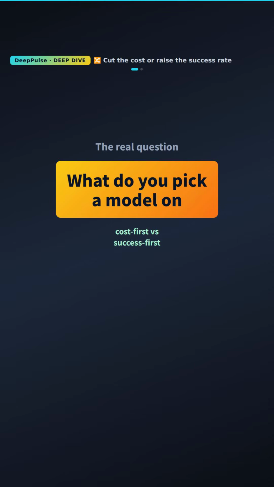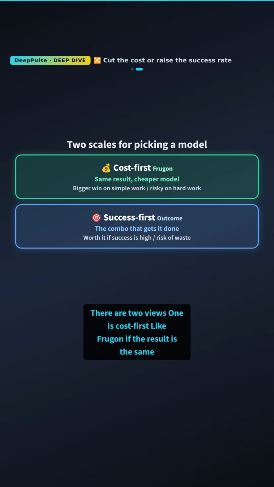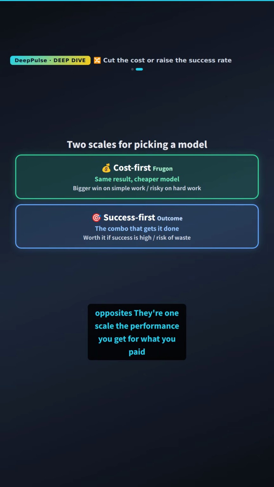DeepPulse Deep Dive. The real question this tool touched is what you actually pick a model on. There are 2 views. One is cost first, like Frugon. If the result is the same, move to the cheaper model and stop the leak. The other is success first. Don't pick something just because it's cheap. Pick the combination that actually gets the job done. But lately, the two are meeting in the middle. When an expensive model directs and a cheaper one executes, measurements show performance barely drops while cost falls a lot. In the end, these aren't opposites. They're one scale, the performance you get for what you paid.